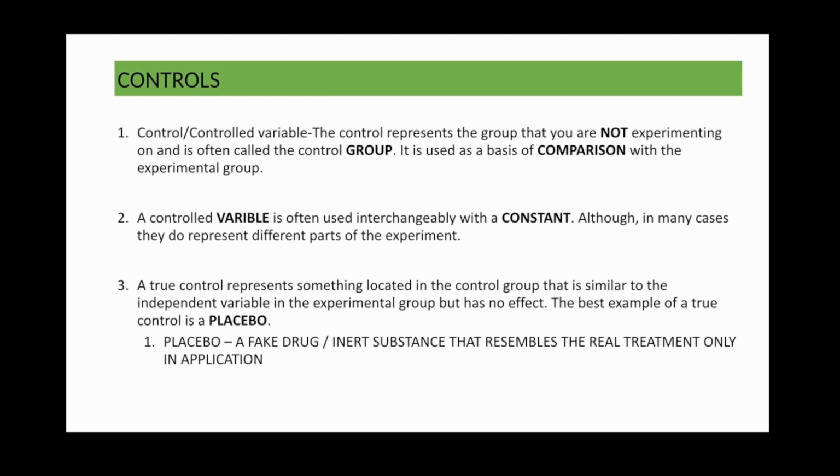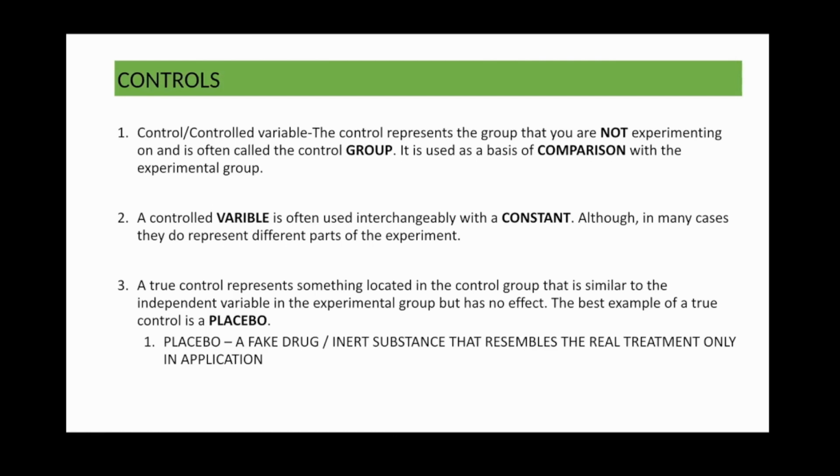A controlled variable is often used interchangeably with a constant, so we may use those words interchangeably, although in many cases they do represent different parts of the experiment. It just depends on how it's worded. You will be able to pick out what is what. A true control represents something located in the control group that is similar to the independent variable in the experimental group but has no effect. So the best example of a true control is a placebo.